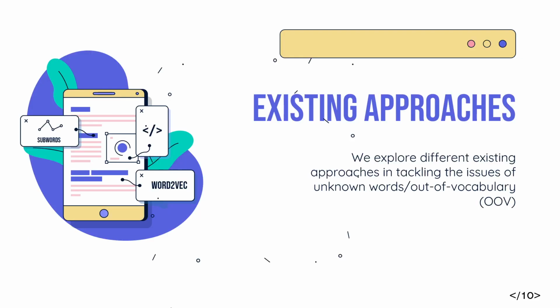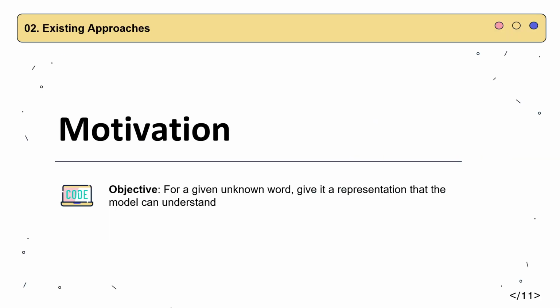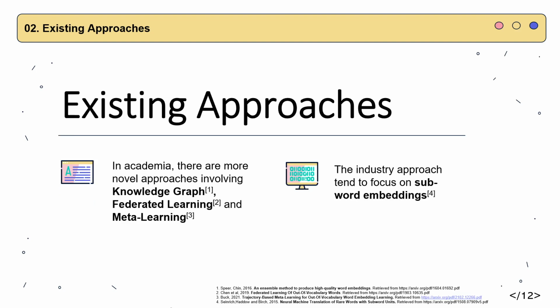So, how can we deal with unknown words? We will now be reviewing existing approaches that tackle this issue. Let me recap the motivation. For a given unknown word, we want to give it a representation that the model can understand. In academia, there are more novel approaches involving knowledge graphs, federated learning, and meta-learning, but the industry tends to focus more on subword embeddings, which will be explained in the slide below.